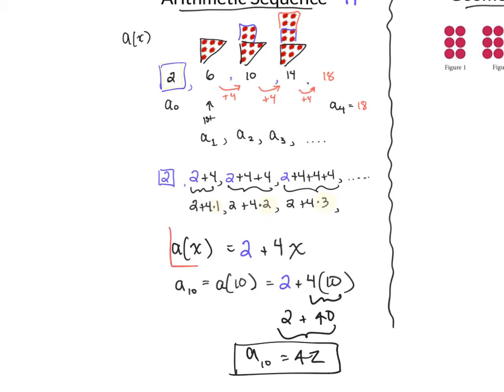So this is our formula, and you'll notice that this 2 right here is my 0th number. And the 4 is the amount that I add by every time.